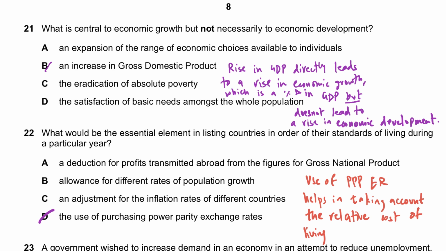Number 22 says what would be the essential element in listing countries in order of their standard of living during a particular year. So when you are trying to list countries according to the standard of living, we need to make sure that we use purchasing power parity adjusted exchange rates, and the reason why we do that is because a purchasing power parity adjusted exchange rate takes into account relative cost of living. So what would be the essential element in listing countries? We need to make sure that we use an exchange rate that is adjusted for purchasing power parity.